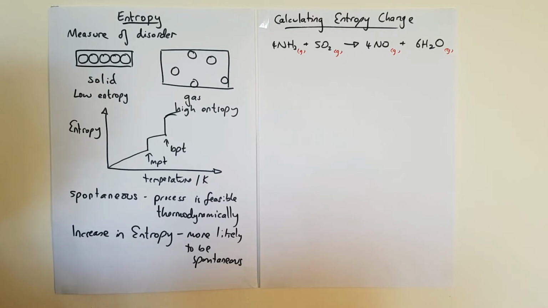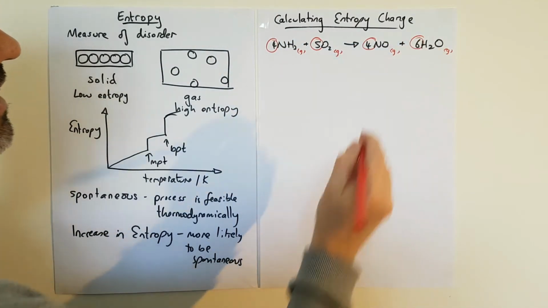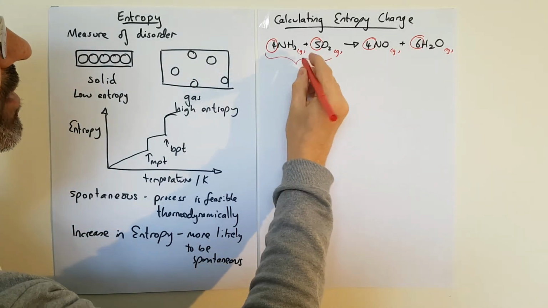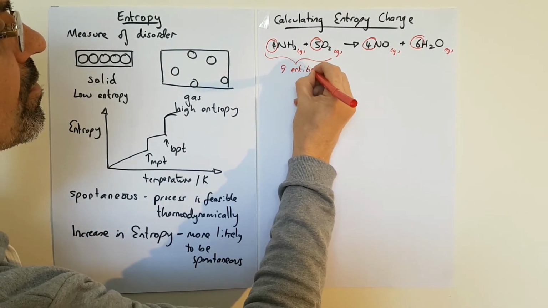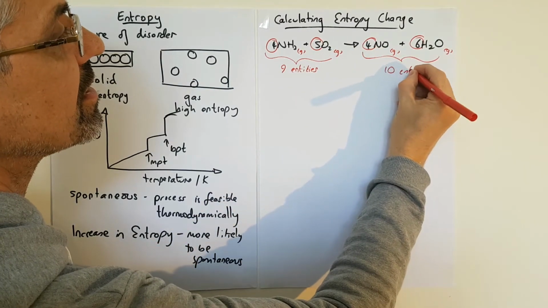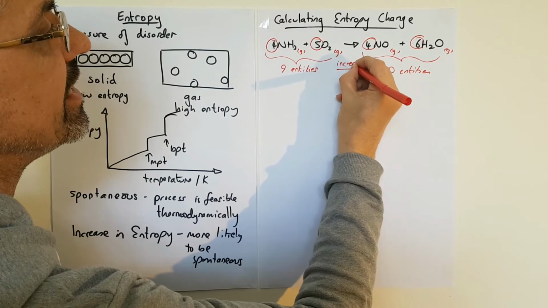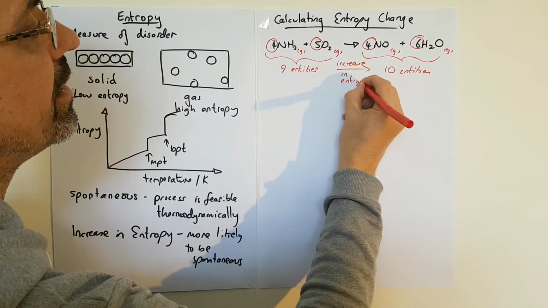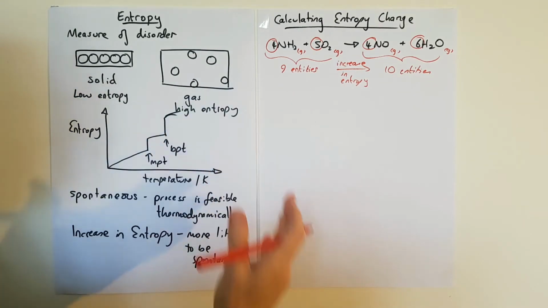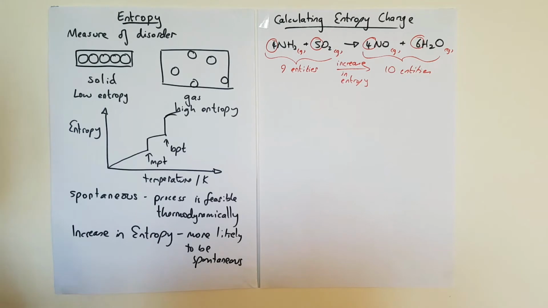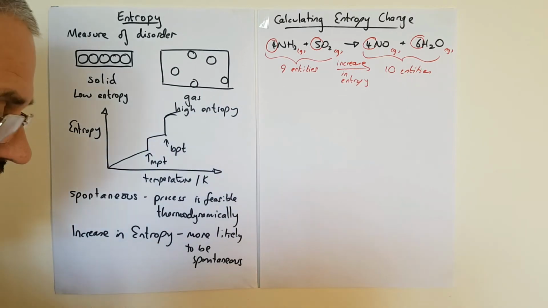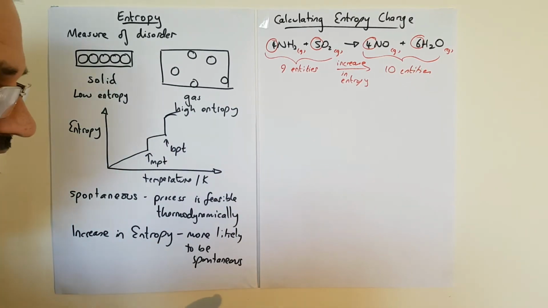A simple way to spot an increase in entropy is to look at the number of entities in the reactants and products. On the left here I've got 9 entities, and over here I've got 10. So there's an increase in the number of entities, and therefore there's probably an increase in entropy as well. The word entity is an odd word. It just means things: molecules, ions, atoms, anything can be an entity. It's just a good grouping word. So that's one way of spotting an increase in entropy: when we have an increase in the number of entities. Another way is to look at the states.